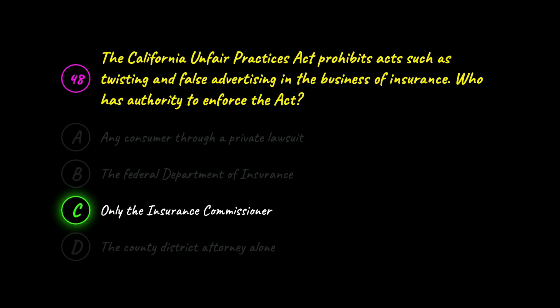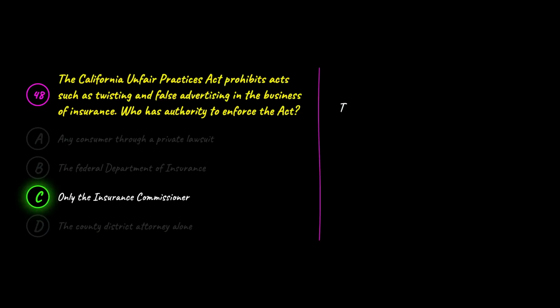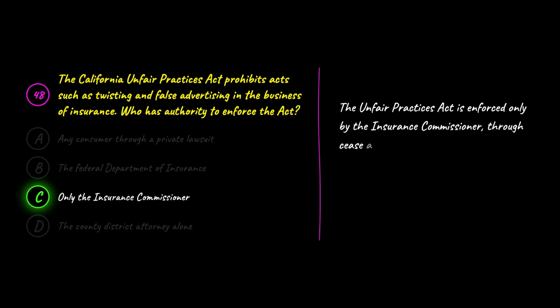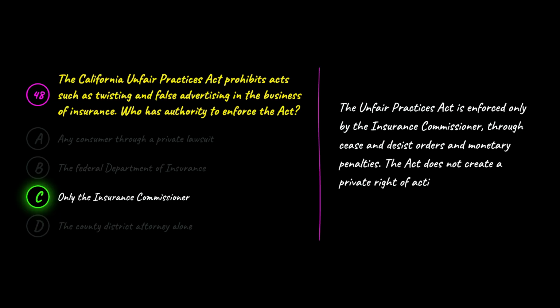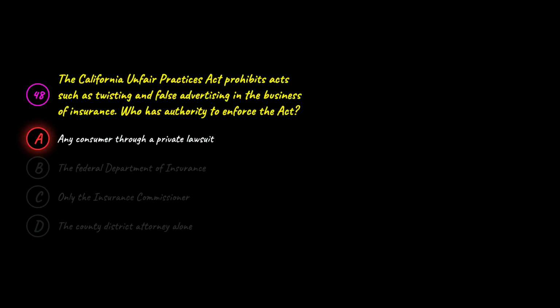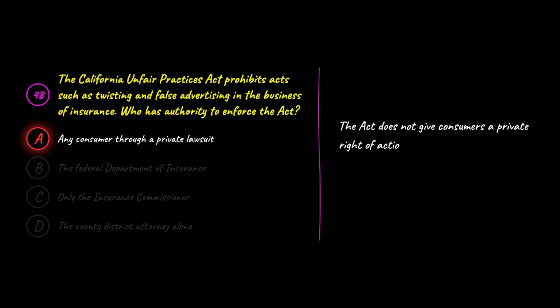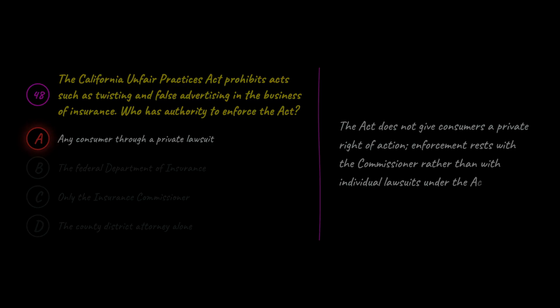The correct answer is C. Only the insurance commissioner. C is correct because the Unfair Practices Act is enforced only by the insurance commissioner through cease and desist orders and monetary penalties. The Act does not create a private right of action for a consumer to sue under it. A is wrong because the Act does not give consumers a private right of action. Enforcement rests with the commissioner rather than with individual lawsuits under the Act.